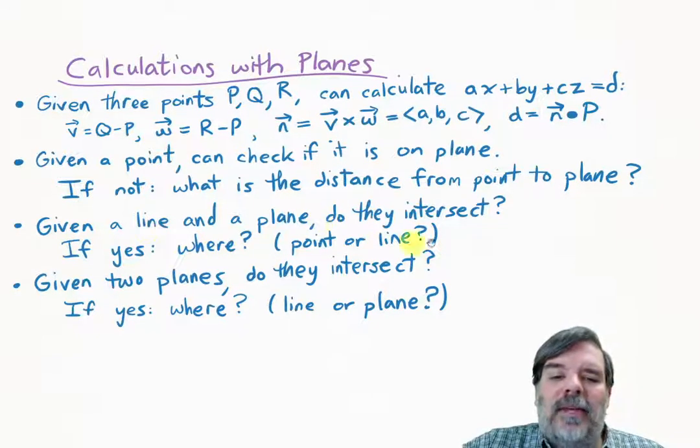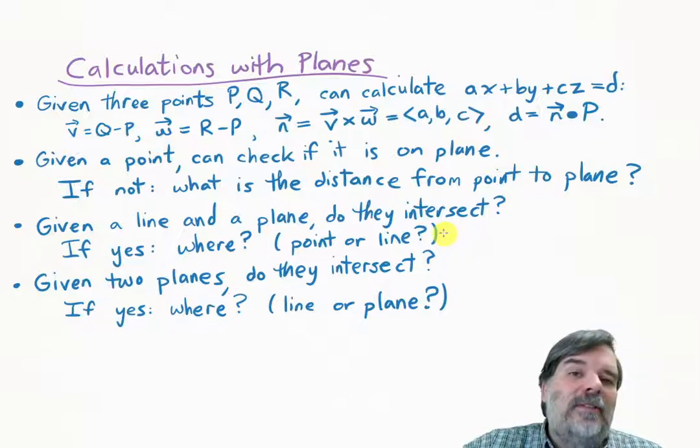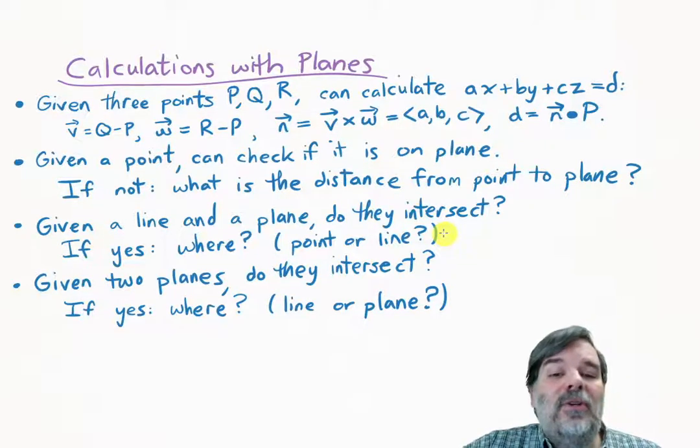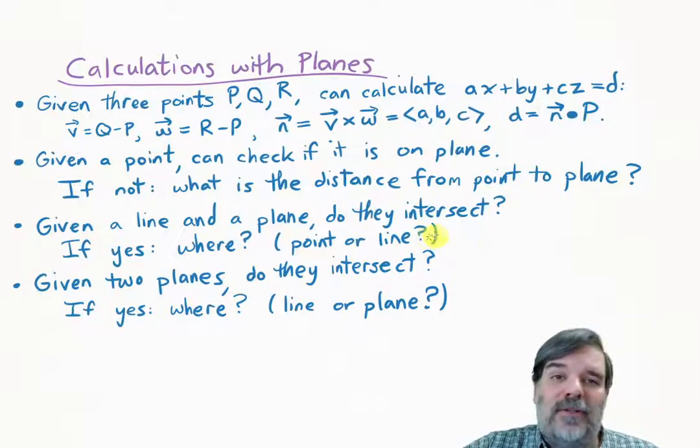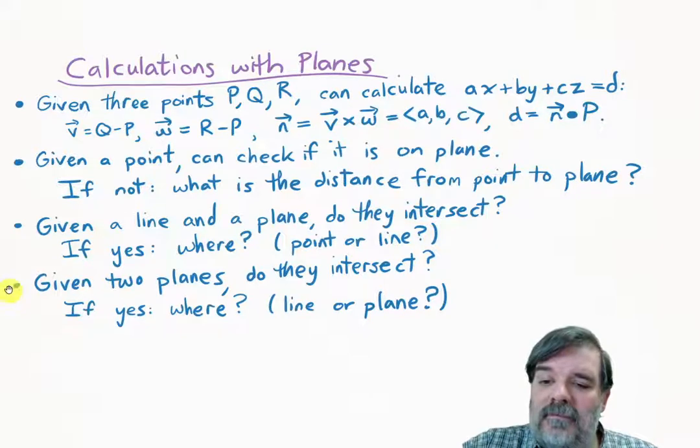With a line and a plane, there's actually a few possibilities. You could have the line lying above the plane and parallel to it, so maybe they don't intersect. You could have the line go through the plane at a single point, or you could even have the line completely contained within the plane. So there's 3 different possibilities to that question.